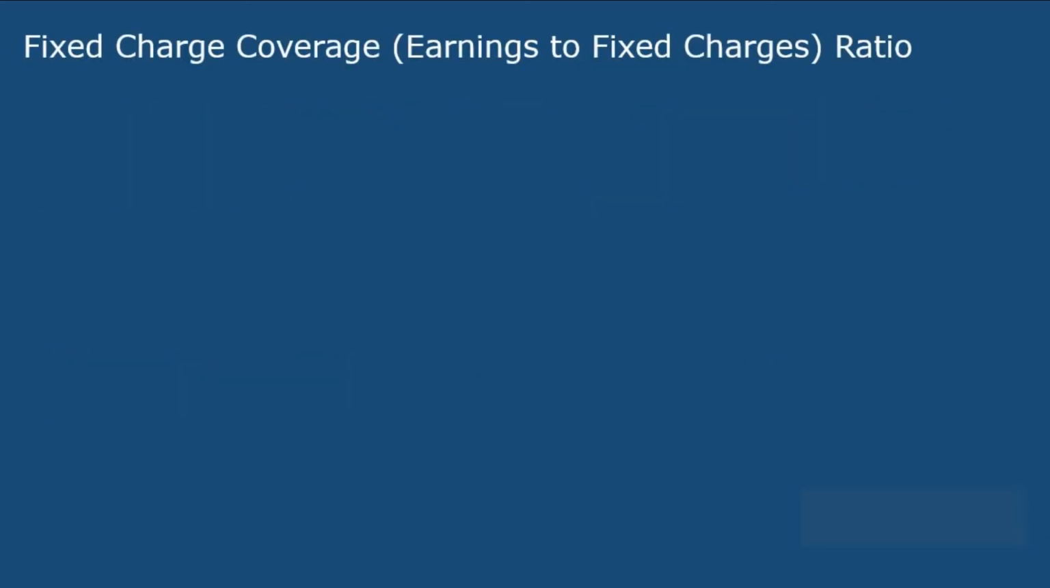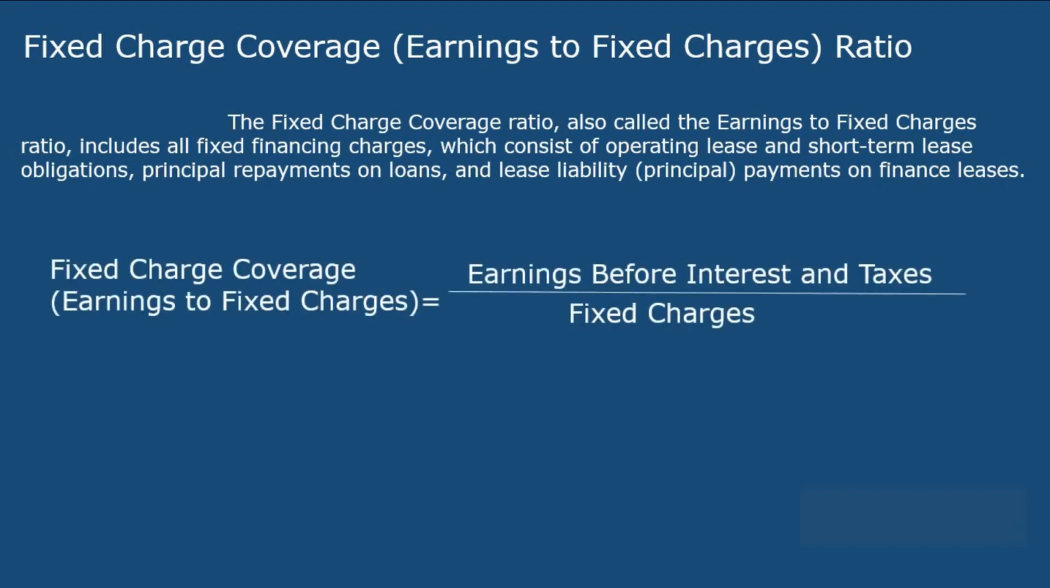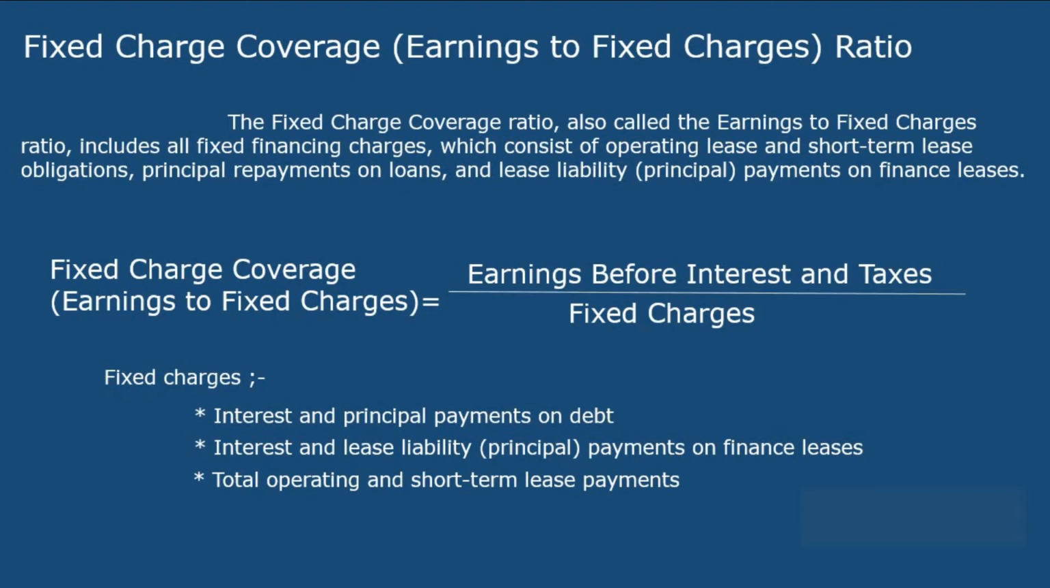Fixed charge coverage or earnings to fixed charges ratio. The fixed charge coverage ratio, also called the earnings to fixed charges ratio, includes all fixed financing charges, which consist of operating lease and short-term lease obligations, principal repayments on loans, and lease liability payments on finance leases. The calculation is earnings before interest and taxes divided by fixed charges. Some examples of fixed charges are interest and principal payments on debt, interest and lease liability payments on finance leases, total operating and short-term lease payments.